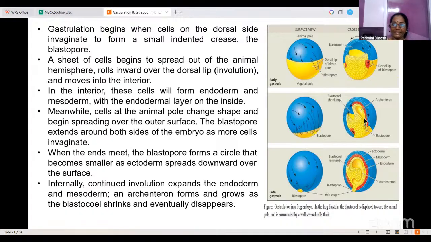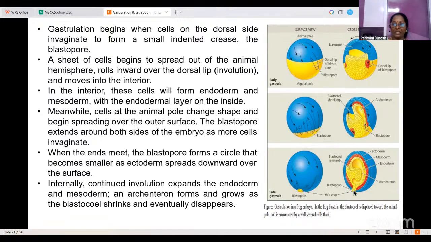In the interior, these cells will form the endoderm and the mesoderm, with the endodermal layer, of course, on the inner side. Meanwhile, the cells at the animal pole change shape and begin to spread around or over the sheet. And the blastopore around both sides of the embryo is more or less going to invaginate. And when the ends meet, the blastopore forms a circle. They are going to form a small circle over there. Can you see the small circle over here?